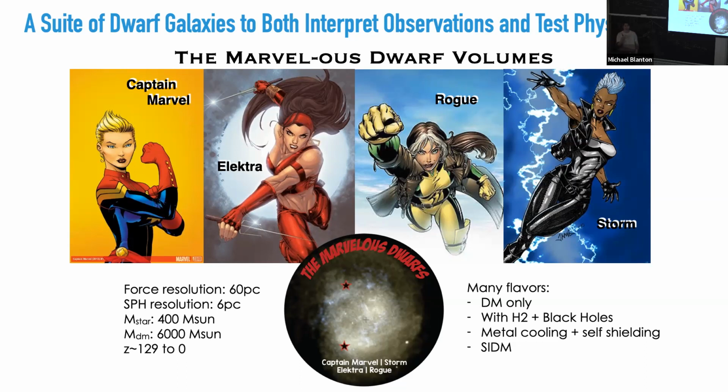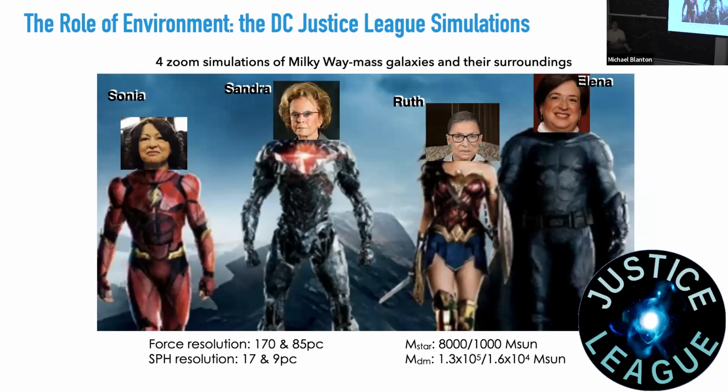Okay, so these are the local volume. LSST, of course, is going to find stuff, as I mentioned, within about a megaparsec of the Milky Way. So to complement these, we also ran the Justice League suite of simulations, right? You can see we sort of stuck with the comic book theme by going with the DC Justice League, Marvel, DC. Except we liked being able to name our simulations after women, and the Justice League actually doesn't have that many women in it, right? So our Justice League is the first 4 women who have served on the Supreme Court in Washington, D.C. So there you go.